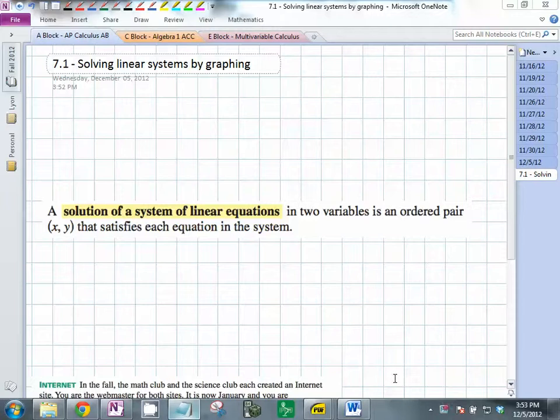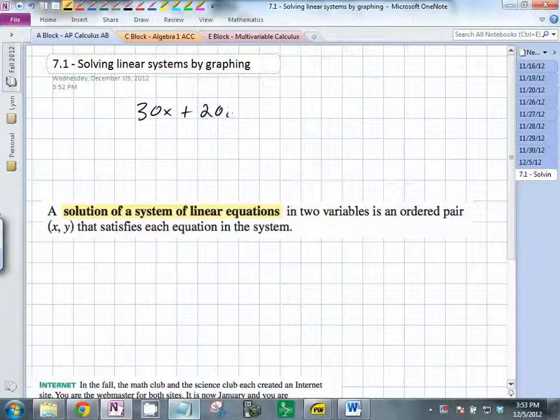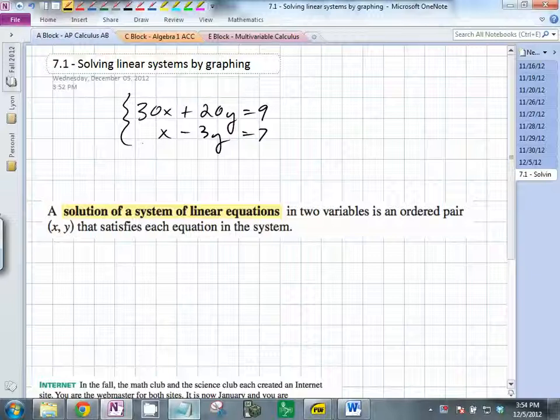This is 7.1, solving linear systems by graphing. First, a linear system is any collection of linear equations. For example, you could have 30x plus 20y equals 9, x minus 3y equals 7. This pair of linear equations is a linear system. Theoretically, you could have more than two, but we're going to focus on linear systems with only two equations in them.